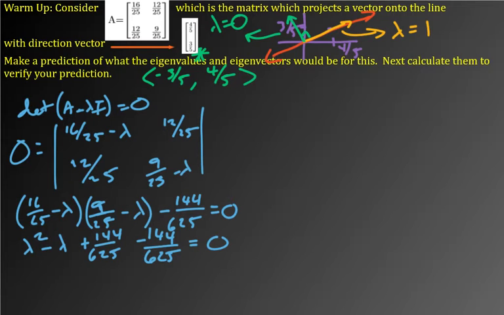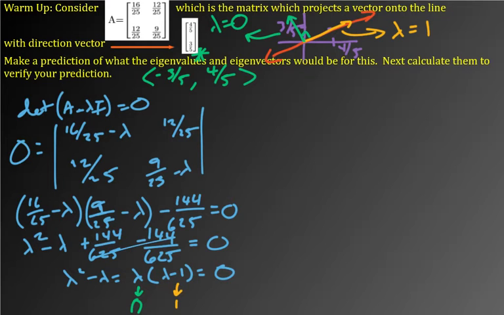Then you can solve that quadratic pretty quickly, because these two things are going to cancel. You'll get lambda squared minus lambda, which you can factor a lambda out of. Then you have lambda times lambda minus 1 equals 0. So here is your 0, and here is your 1. Those are my eigenvalues, which we expected to get.